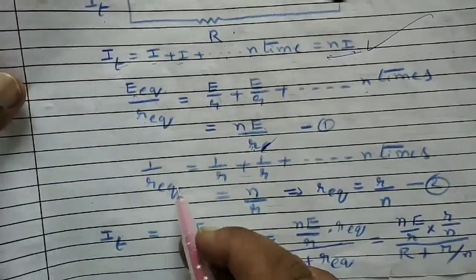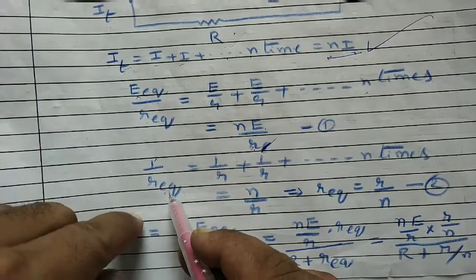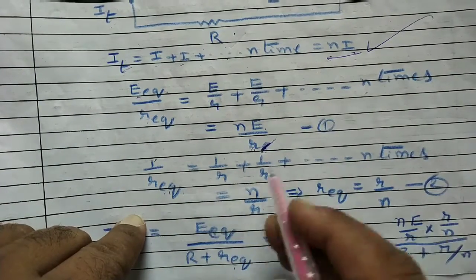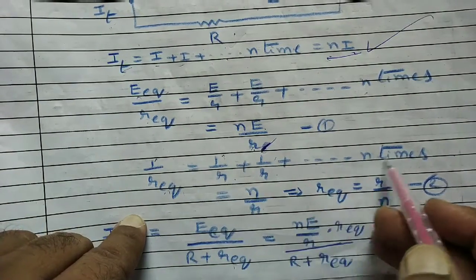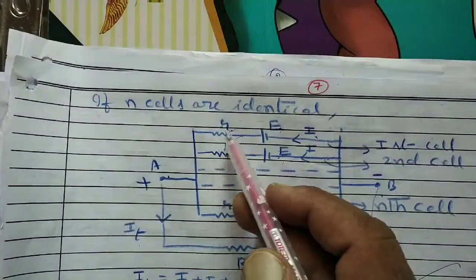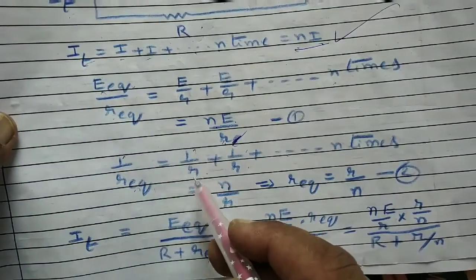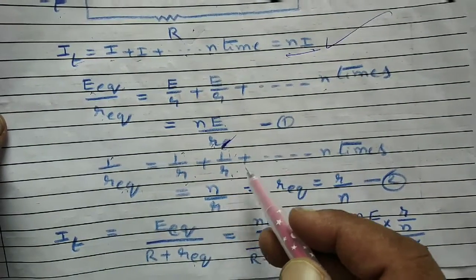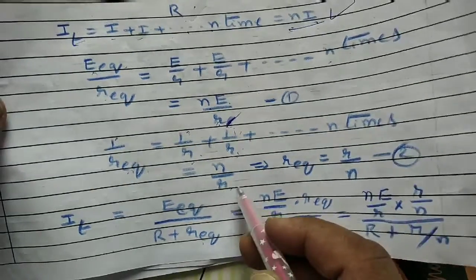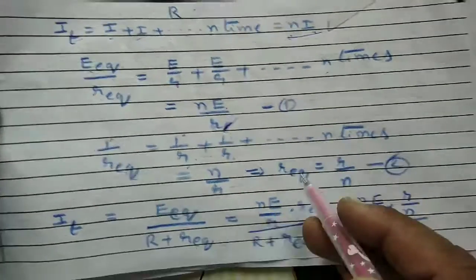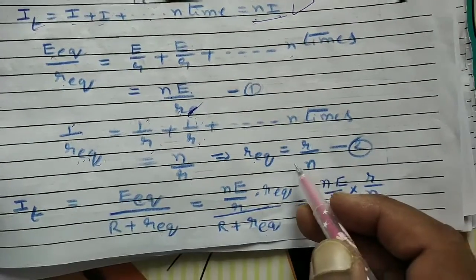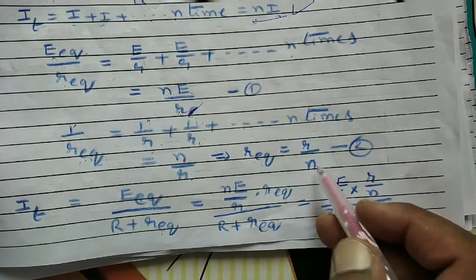And one more equation we were having: 1 by R equivalent is 1 by R1 plus 1 by R2, etc. n times. That's why 1 by R plus 1 by R, etc. n times, because here all the internal resistors are equal. So 1 by R plus 1 by R, like that n times. So n by R. So 1 by R equivalent is n by R. So R equivalent is R by n. In that way, equivalent internal resistance R by n we got.